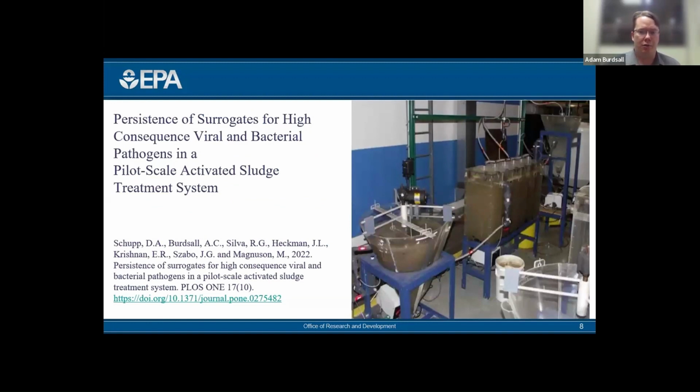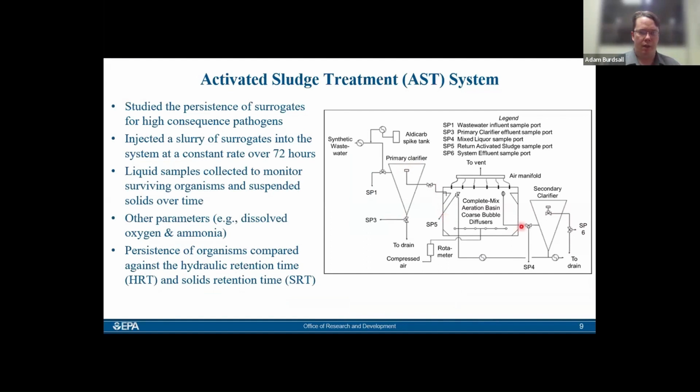surrogates that I introduced earlier, in the pilot scale activated sludge treatment system pictured here. This work was published in PLOS ONE in 2022, and this system is made up of three major parts. To take you through the system step by step, the diagram on the next slide will show you from the other side. So we've got beginning, middle, and end, and beginning, middle, and end.